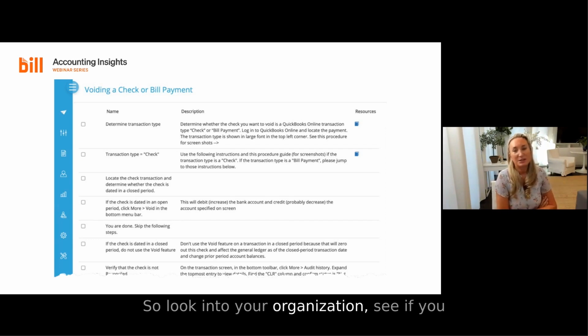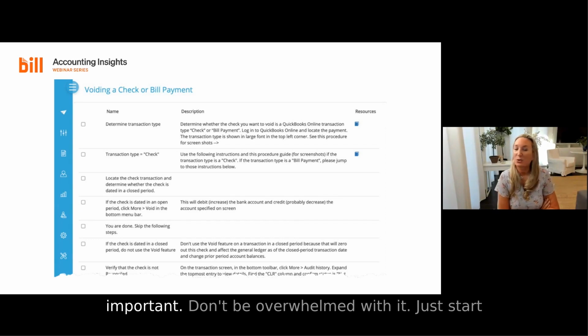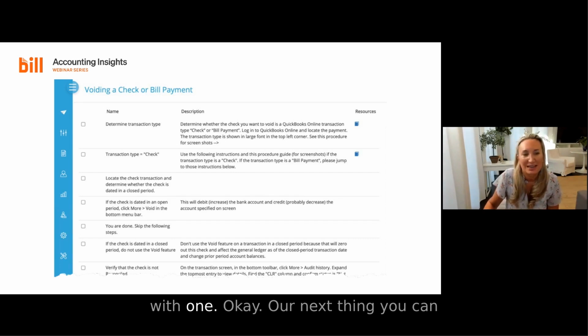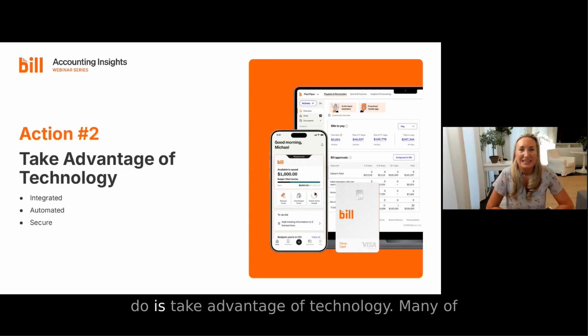So look into your organization, see if you have documented procedures. If not, maybe you think of one and go at it today. It's important. Don't be overwhelmed with it. Just start with one. Okay, our next thing you can do is take advantage of technology.